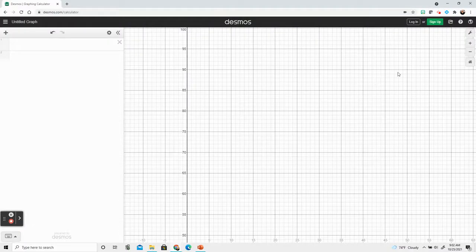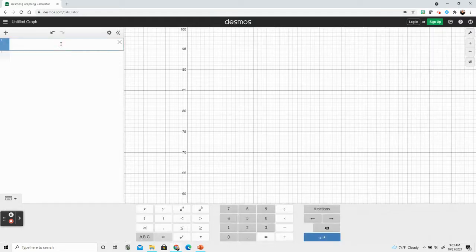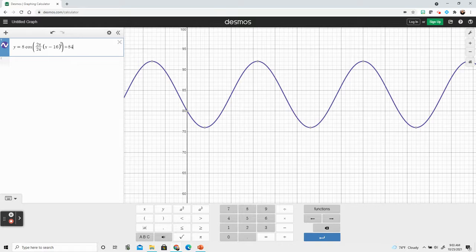Now, before we begin, we need to make sure Desmos is in radians. So you're going to click the wrench and make sure radians is selected there at the bottom. Now you can go ahead and type in your equation. Y equals 8 cosine 2 pi, notice Desmos converted it to the pi symbol, divided by 24, and then get out of that denominator with your right arrow, x minus 16, close parentheses, plus 84 for your shift.